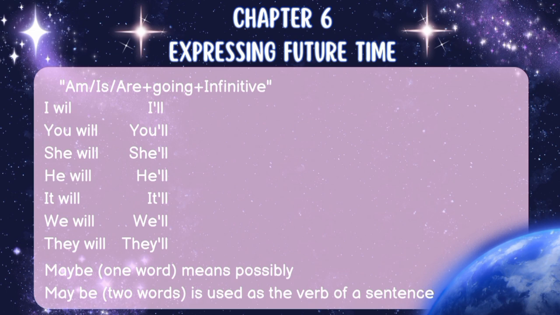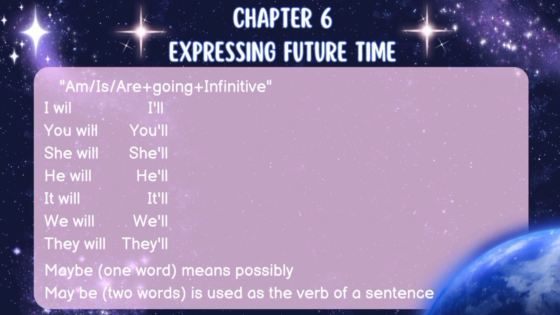Chapter 6, Expressing future time. Future time using be going to. Be going to expresses or talks about the future. The formula is am, is, are plus going to plus infinitive. The example: I'm going to go. The negative form is be plus not plus going to. The example: I'm not going to go.